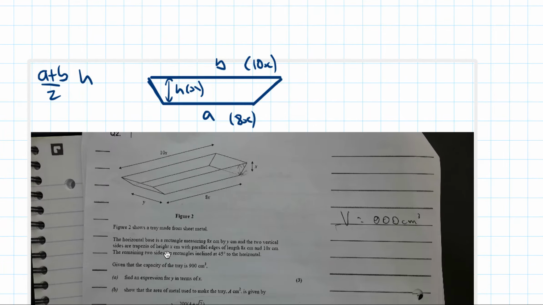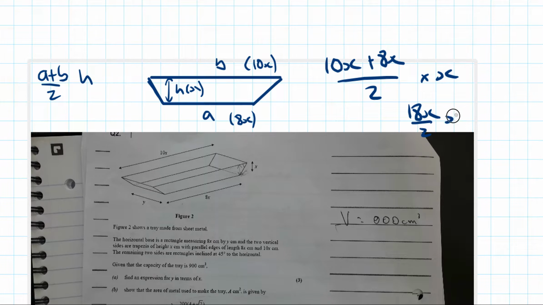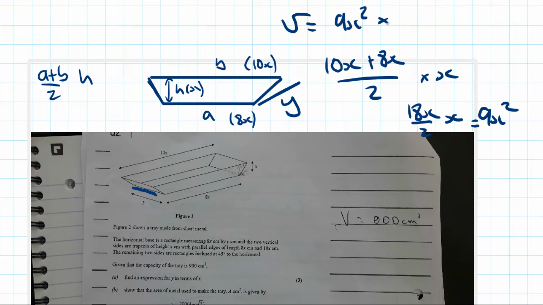So therefore from here we can just find what the area is of this shape, which is going to be 10x plus 8x divided by 2 times x. So 10x plus 8x is 18x over 2 times x, so that's going to be 9x squared. And then we're going to times that by the length. So the length of this shape is y, which is this part here, and that will find the volume of our shape. So the volume is equal to 9x squared times y, so it's 9x squared y.